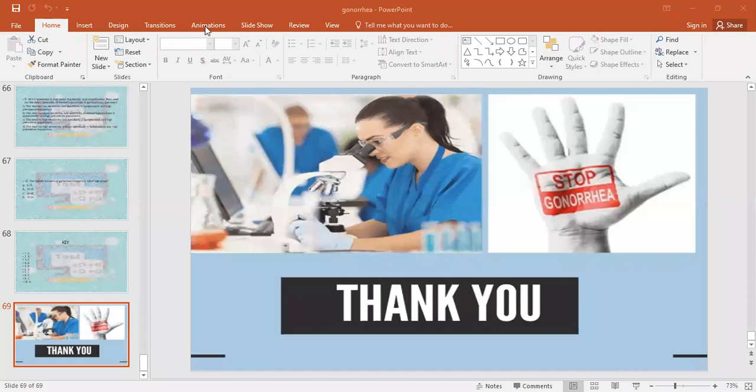Okay. The first symptom is burning micturition or pain during micturition. That is the most common first symptom of gonorrhea.